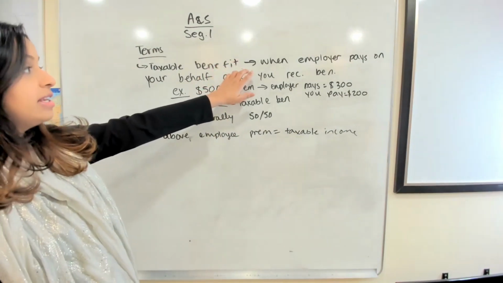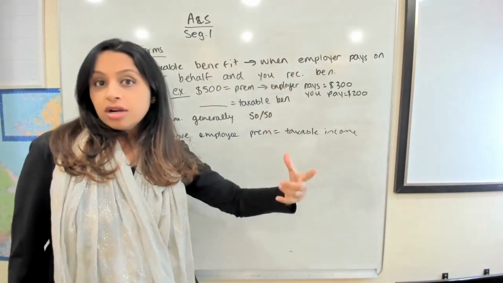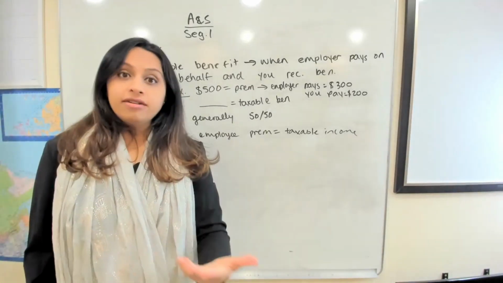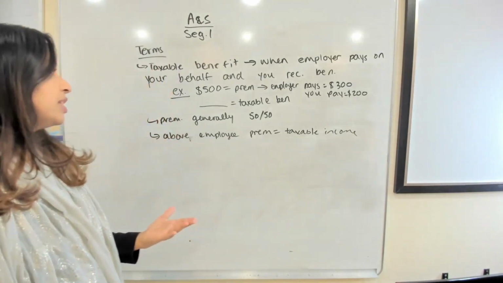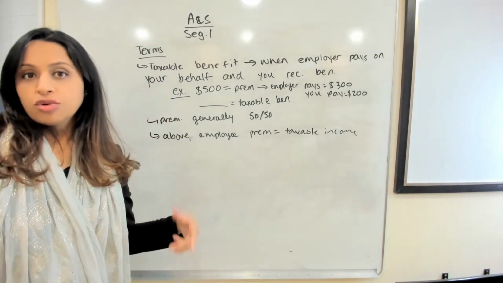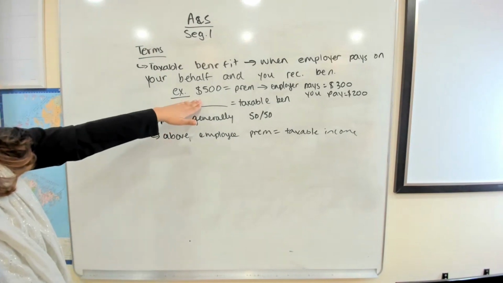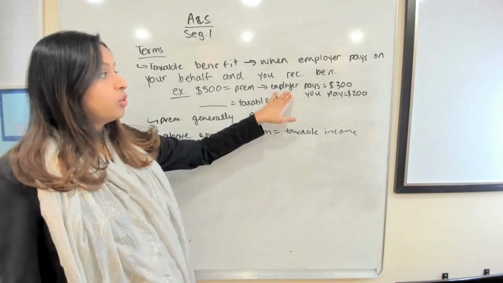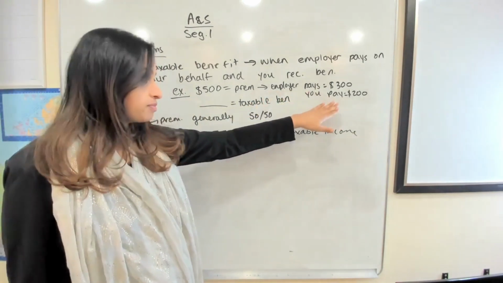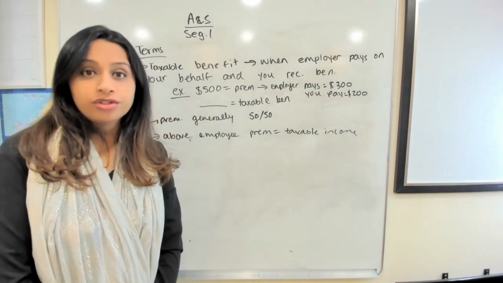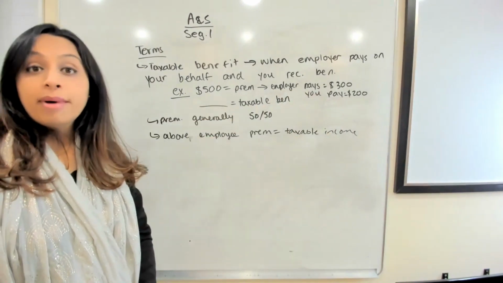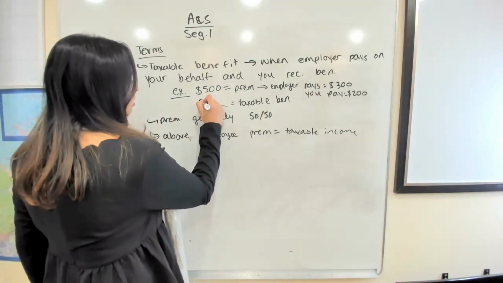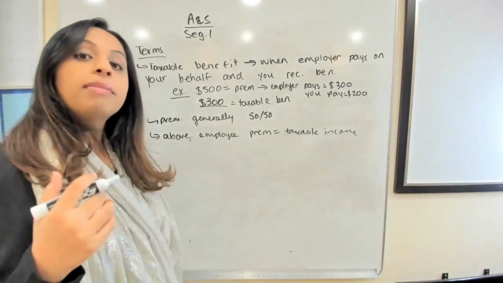The taxable benefit is the part that the employer pays on your behalf, and then you're getting the benefit for that. You receive the benefit. Let's take a look at one example, just to quickly show you what we mean. Let's say that $500 is our premium. Out of this $500, the employer is paying $300, and you're paying the remaining $200. So how much of this is a taxable benefit? It's the portion that the employer pays. So the $300 is a taxable benefit to you.